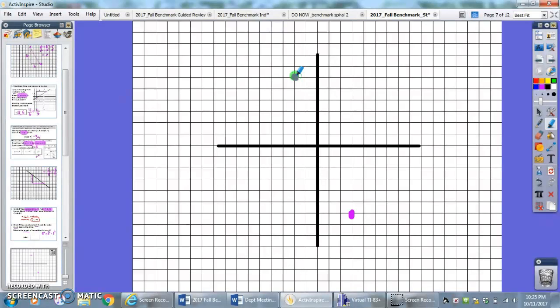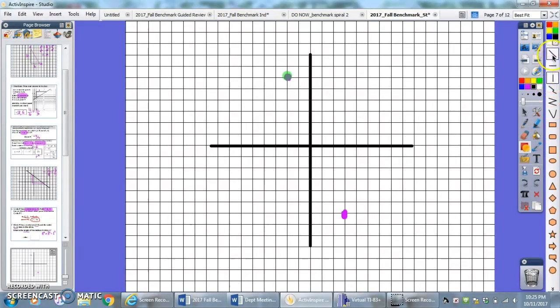Alright, so this is the point that lies on the circle. So this is my radius. It's a pretty long radius. Okay, so first things first, I'd like to connect it. Since I am finding distance, I'm going to be making the right triangle. Alright, so let me change the color. Alright, drawing my right triangle so I can count the distances of my two legs.